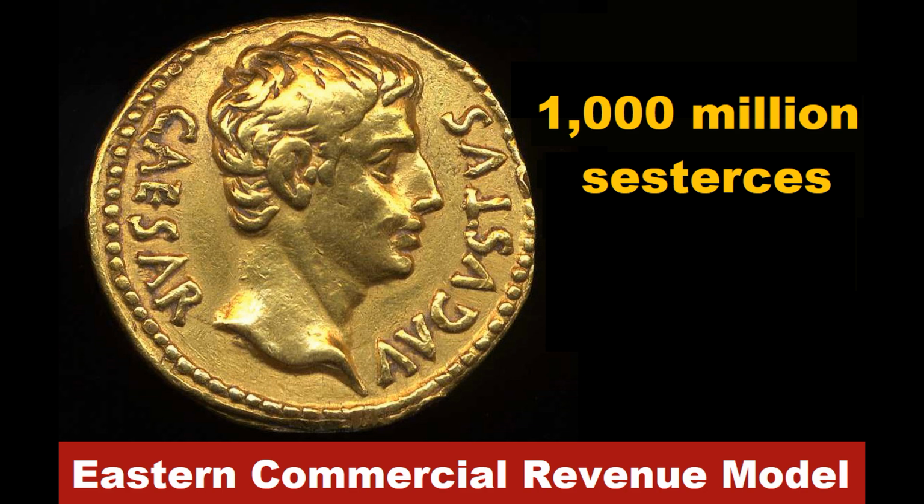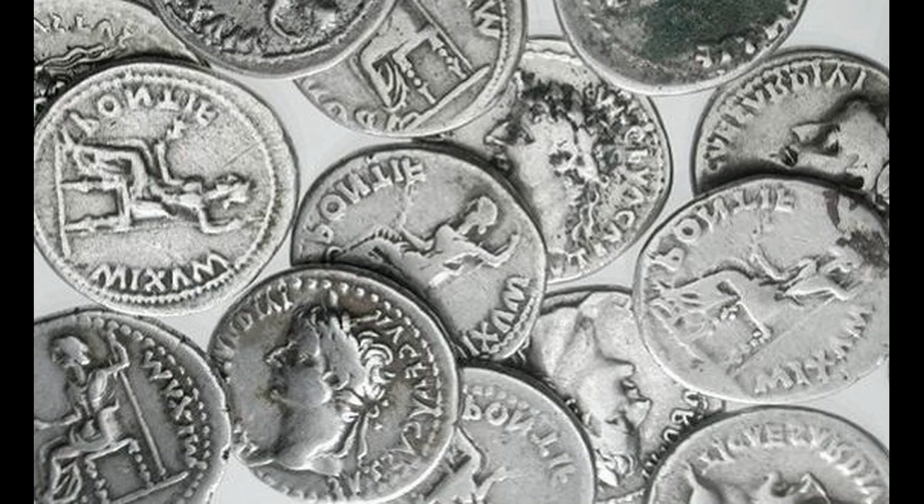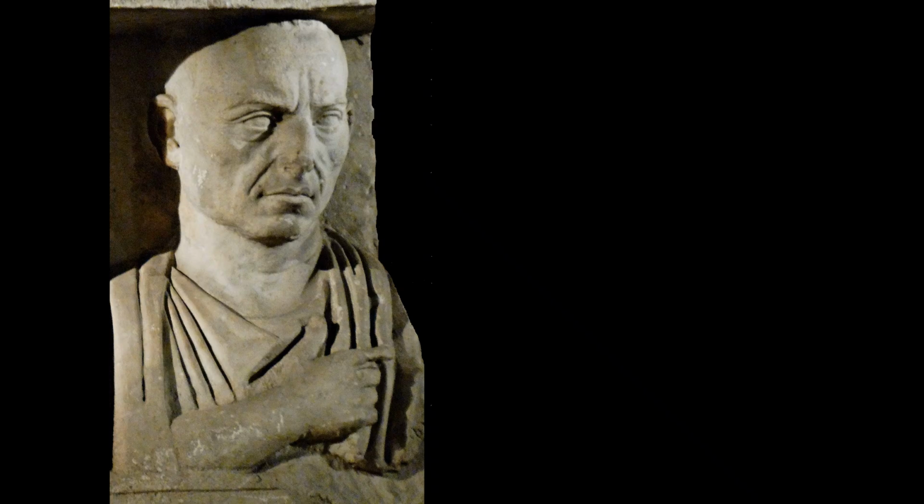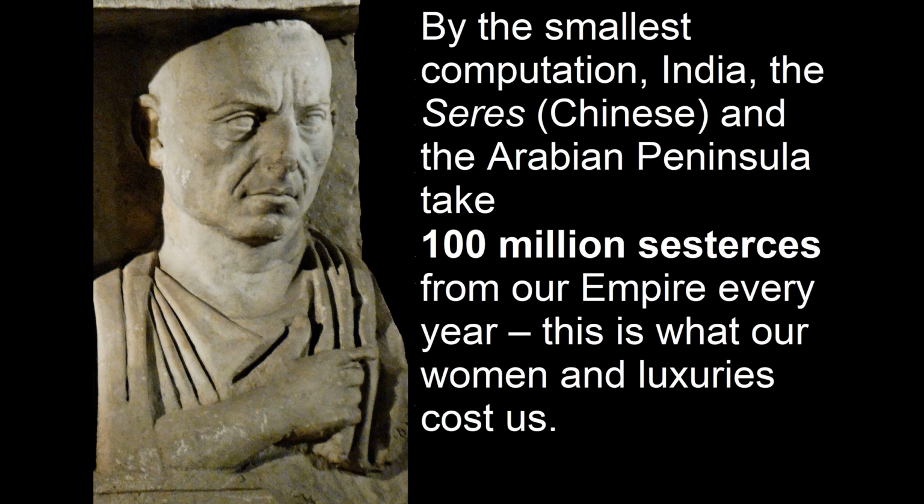The large-scale production of new coinage stabilized the Roman economy and counteracted the effects of Eastern commerce, which relied on exported bullion. Pliny the Elder was part of the advisory council convened by the Emperor Vespasian. Writing in his encyclopedic Natural History, he reports, "By the smallest computation, India, the Chinese, and the Arabian Peninsula take 100 million sesterces from our empire every year. This is what our women and our luxuries cost us."